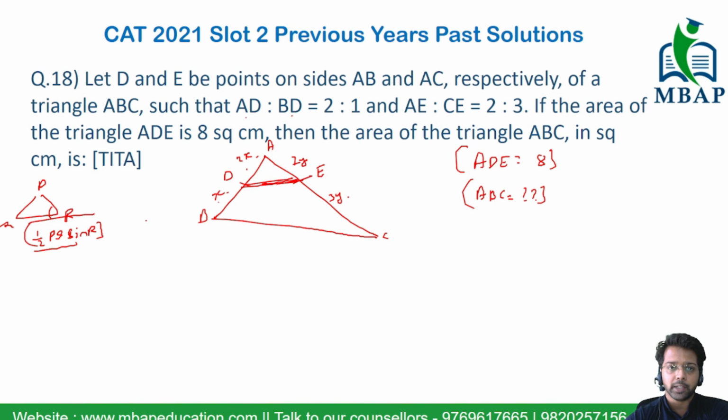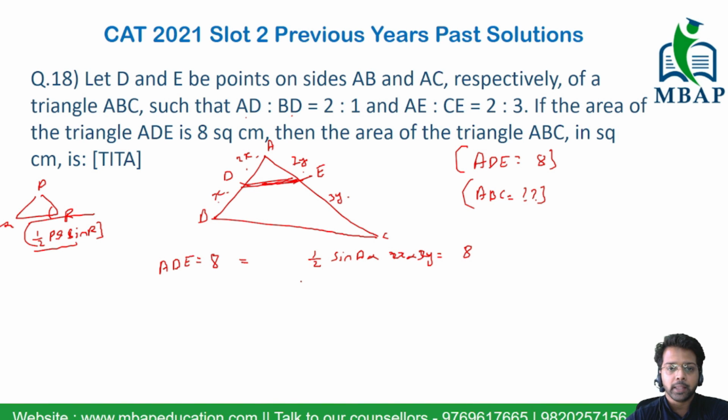Similarly, let's try to find the area of ADE using half AB sine C. ADE is what we are looking at first. ADE is being given to us as 8 units. So half times sine A into 2x into 2y will be 8 units. So half sine A, 2x into 2y will be equal to 8, which is being given to me.